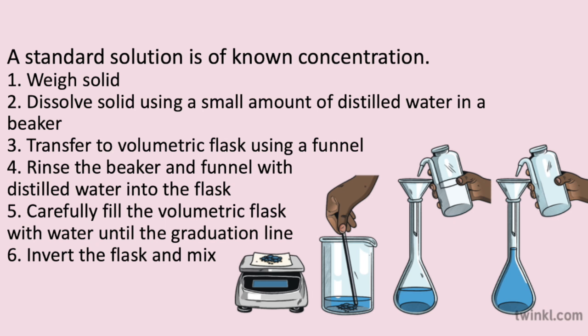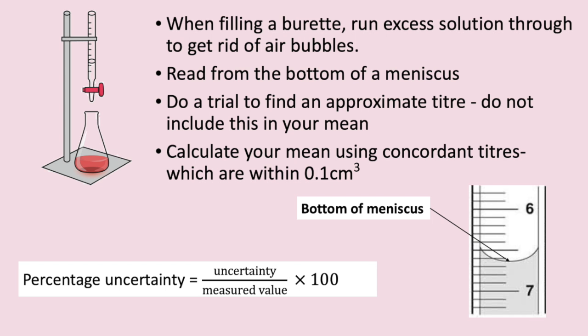Invert the flask and mix your solution. Using the stoichiometry of an equation, if you know a lot about one reactant, you can find out a lot about the other. Here we use moles in our calculation. The moles equals concentration times volume will come in handy. Standard equipment for a titration is a pipette and a burette.